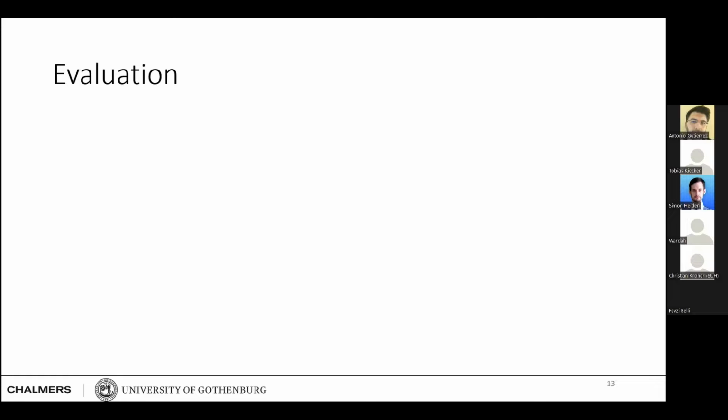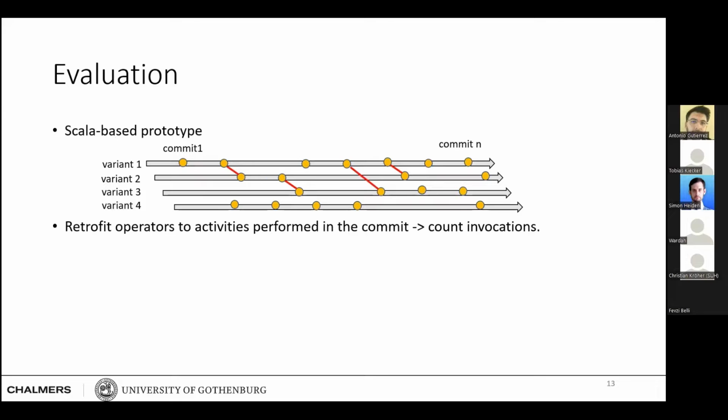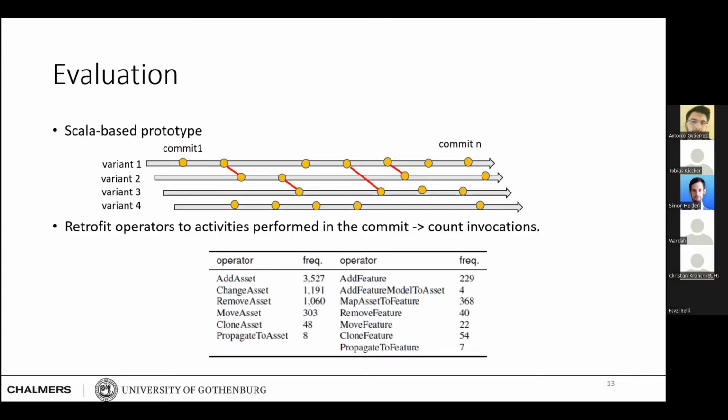For the purpose of evaluation, we implemented a Scala-based prototype of our virtual platform, our framework. And then we chose a case study of Clapper Web Tools. The development of this case study strongly relies on a lot of branching and forking and cloning between the variants. What we did was that we simulated the development of the branches, and then we retrofitted the virtual platform operators to the actual activities performed in the commit. For example, adding a file or removing a file, or adding a feature or removing a feature. And then we counted the number of invocations of each operator, which led to this table.